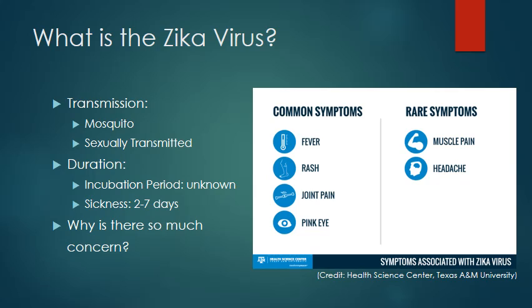There is no vaccine for this virus, and many people infected with it won't have any symptoms at all, or will only have mild symptoms such as fever, rash, joint pain, and pink eye. And in some cases, people do develop muscle pain and headache. Symptoms can last a few days to a week. People usually don't get sick enough to go to the hospital, and they very rarely die from it. Once a person has been infected with the virus, they are likely to be protected from future infections.